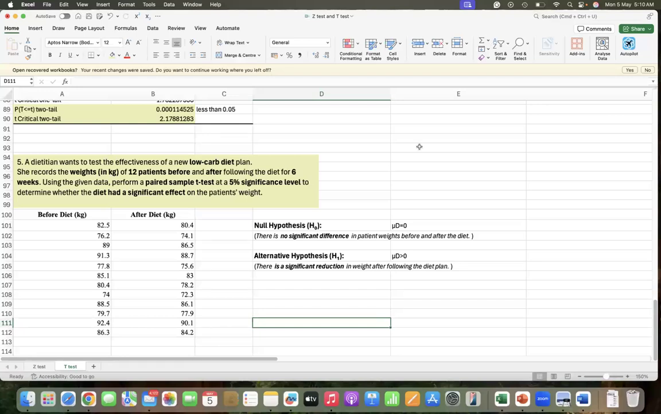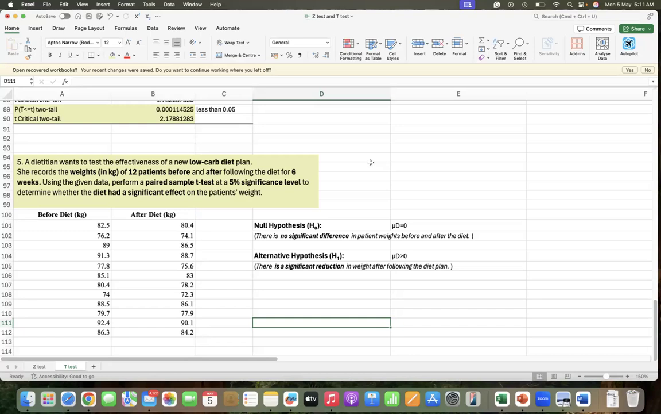Now, let us look at the last type of T test where we talked about pre or post. If there happens some event, we collect the data from the same sample pre and post that event. For example, this dietitian wants to test the effectiveness of a new low carb diet plan. So she records the weight in kg of 12 patients before and after following the diet for 6 weeks.